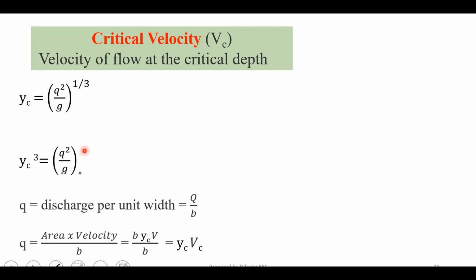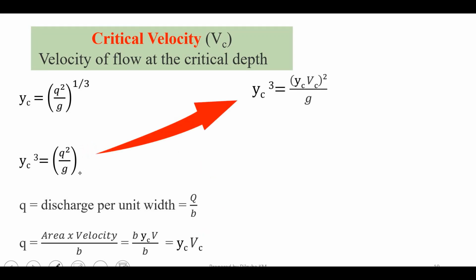Now coming to this equation, yc cube is equal to, instead of small q, I am substituting this equation, (yc vc) whole square divided by g, or yc cube is equal to yc square into vc square by g. Here yc square and yc cube will get cancelled, and only yc will be left at this point. So yc will be equal to vc square by g, where vc is the critical velocity and yc is the critical depth.